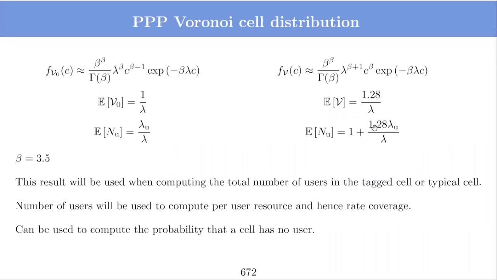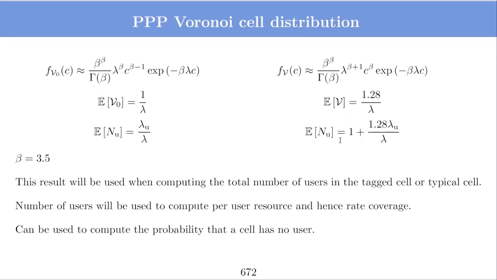Because the size is bigger, the number of users will also be more. Suppose the users are PPP, then given an area, the number of users is Poisson. Then you compute the expectation with respect to the distribution of the area, and you can say the expected number of users in a typical base station is lambda u by lambda. So if there are 200 users per square kilometer and 20 base stations per square kilometer, on average you will expect 10 users per base station.